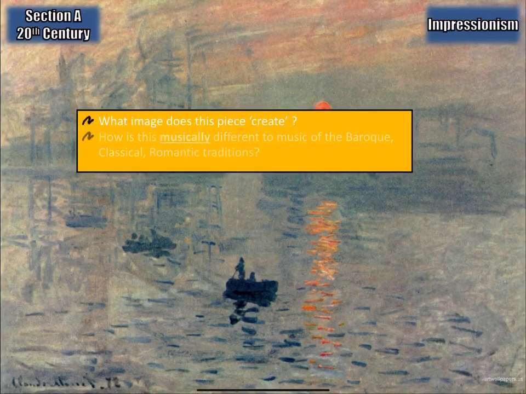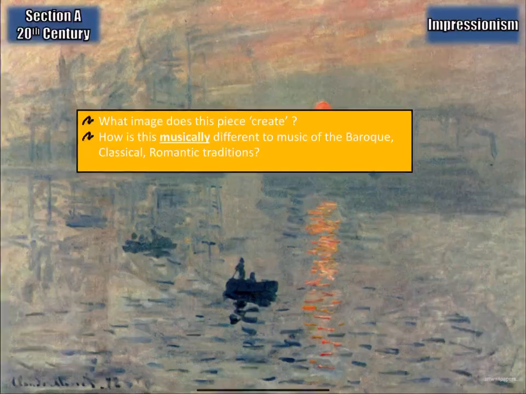So obviously, we are dealing with Impressionism here. And so a couple of questions I want you to consider as we go through the content of this lesson and listen to some examples are: what image does the piece create? And how is this musically different to music of the Baroque, classical, or Romantic traditions?